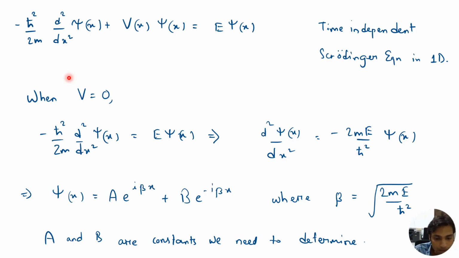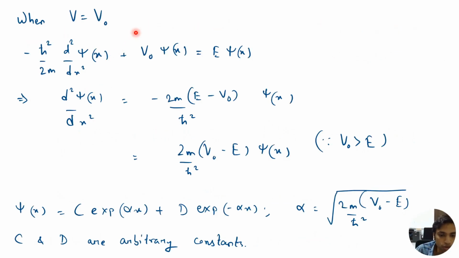Now this was when V was equal to 0. When V is equal to V naught, we just replace V of x with V naught, which is a constant with respect to x. So what we did here is we took this particular term to the right hand side, so it is E minus V naught, and the rest is like we did previously.